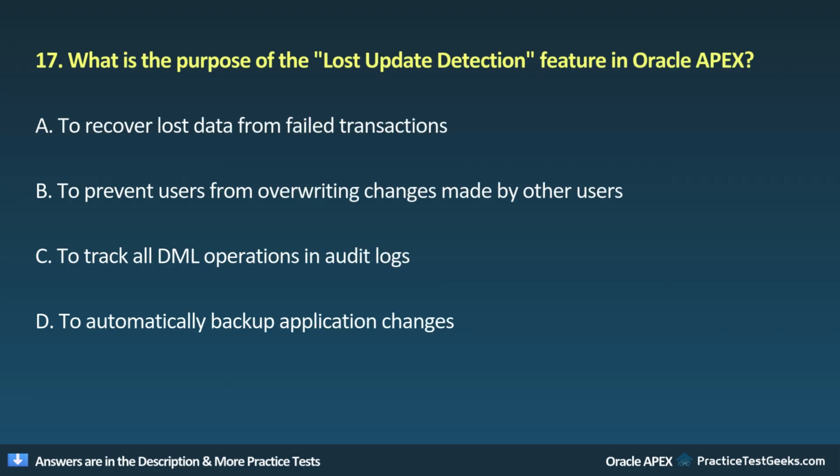17. What is the purpose of the lost update detection feature in Oracle Apex? A. To recover lost data from failed transactions. B. To prevent users from overwriting changes made by other users. C. To track all DML operations in audit logs. D. To automatically backup application changes.